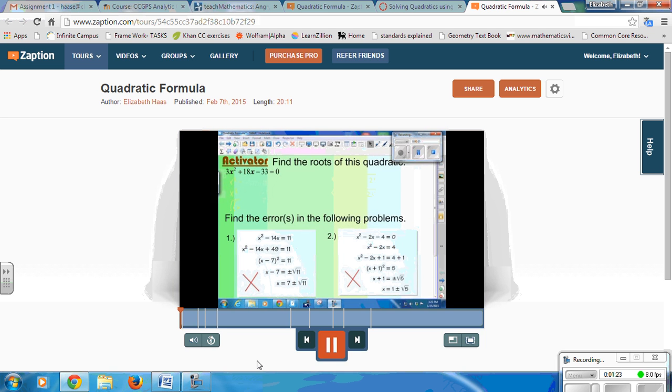All right, welcome back. Here's your activator. Go ahead and take a minute and refresh yourself on completing the square.